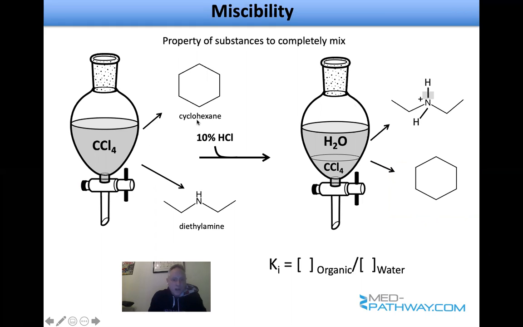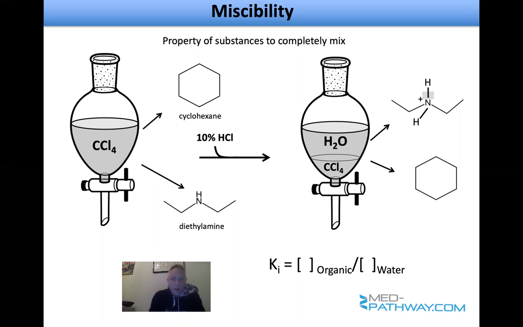Here you see cyclohexane and diethylamine in carbon tetrachloride, and they both are miscible in this solution. Cyclohexane is clearly nonpolar because it's just carbons and hydrogens. Here you see the nitrogen in diethylamine. But if you actually add a solution of 10% hydrochloric acid, what you can do is generate an aqueous layer and a nonpolar layer. And by protonating this amine at low pH, what you can do is create the charge, and that drives it into water. So we can actually separate based upon that.